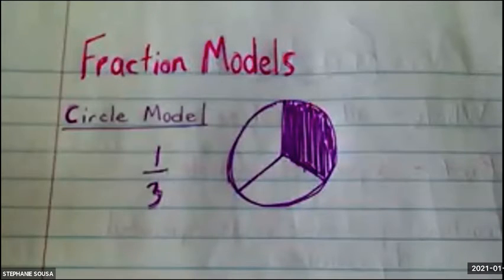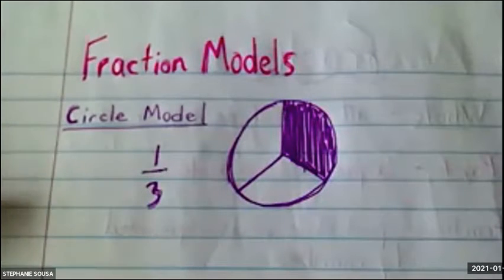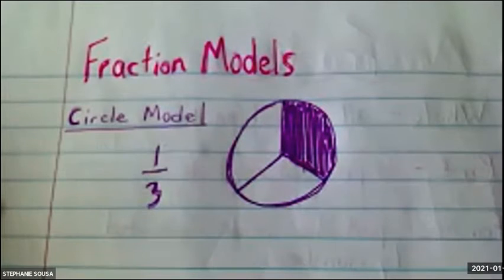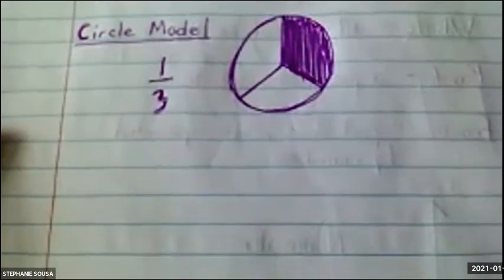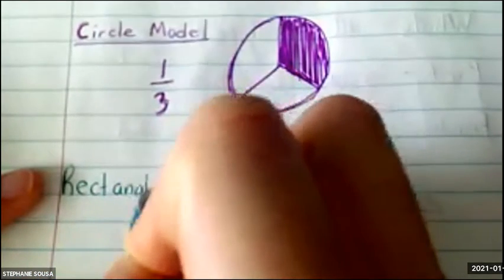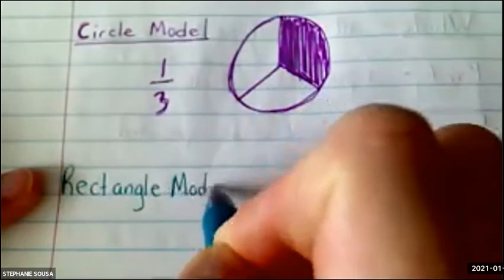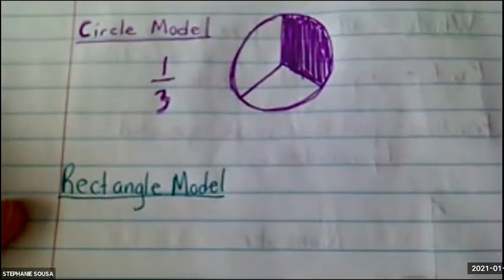Okay, so circle model, that is the first type of a model for fractions. The next model is also something that you are familiar with, and it is called the rectangular model. And guess what a rectangle model has? A rectangle. Boom, you're catching on. So a rectangle model, we're going to draw a rectangle.